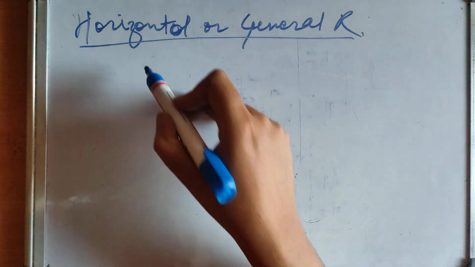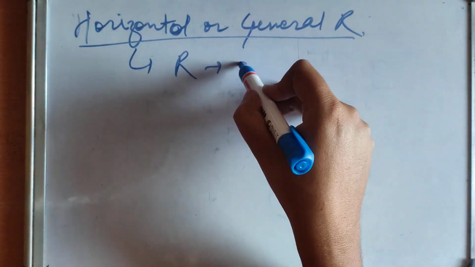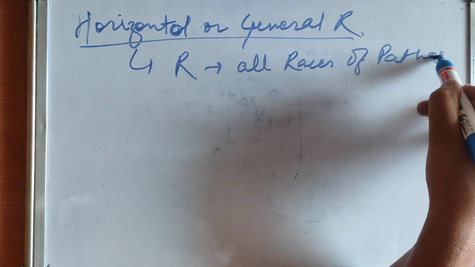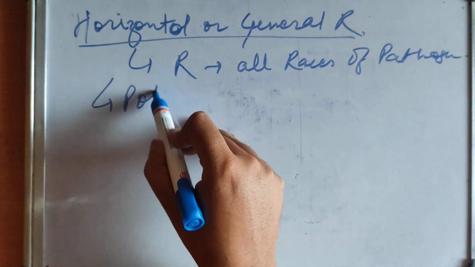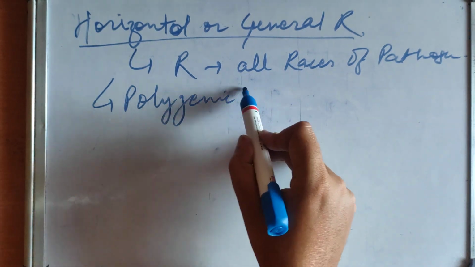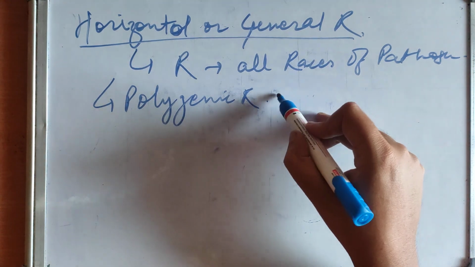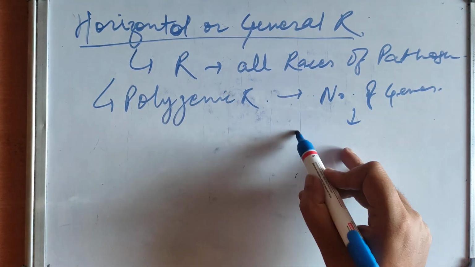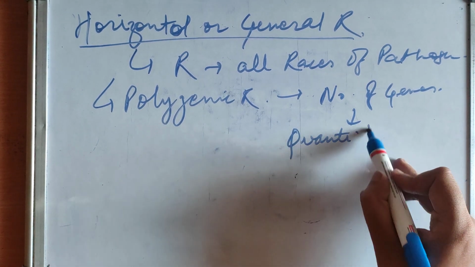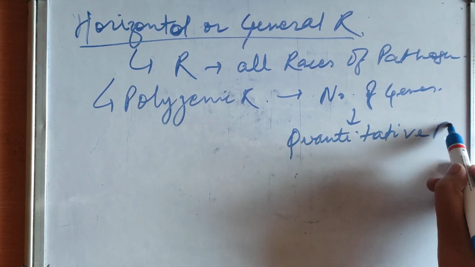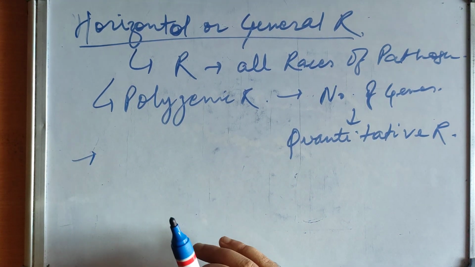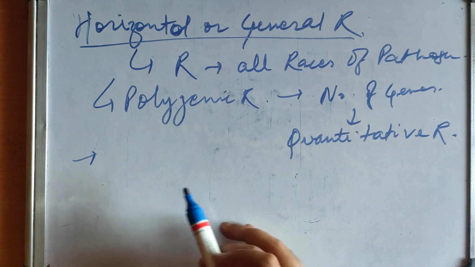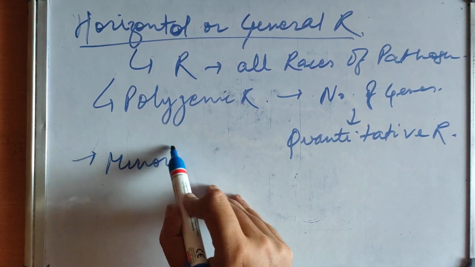It is resistance to all races of pathogen. Here it is polygenic resistance; the previous one was oligogenic. It is controlled by a number of genes, many genes, and is also known as quantitative resistance or minor gene resistance, as each gene involved has a small effect which is not visible.